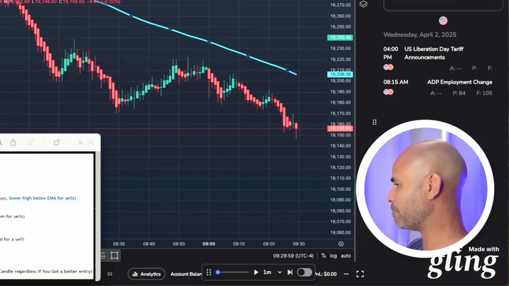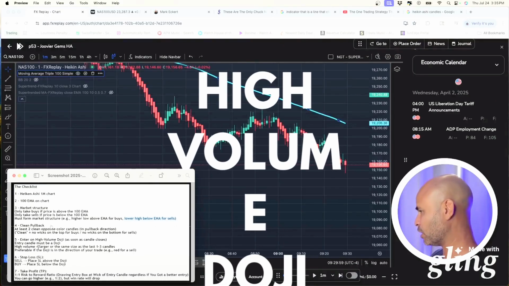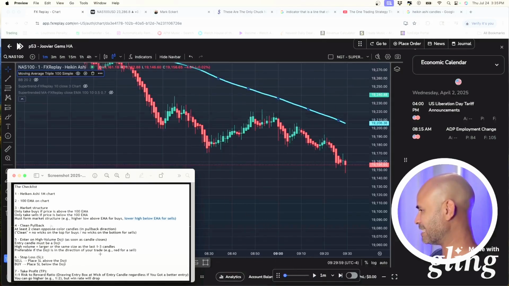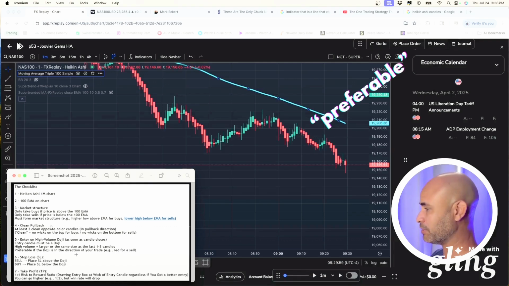Entry candle must be a doji. High volume means larger or the same size as the last 3 candles. Preferable if the doji is in the direction of your trade. Preferable, but it doesn't mean it has to be. It just needs to be a doji.